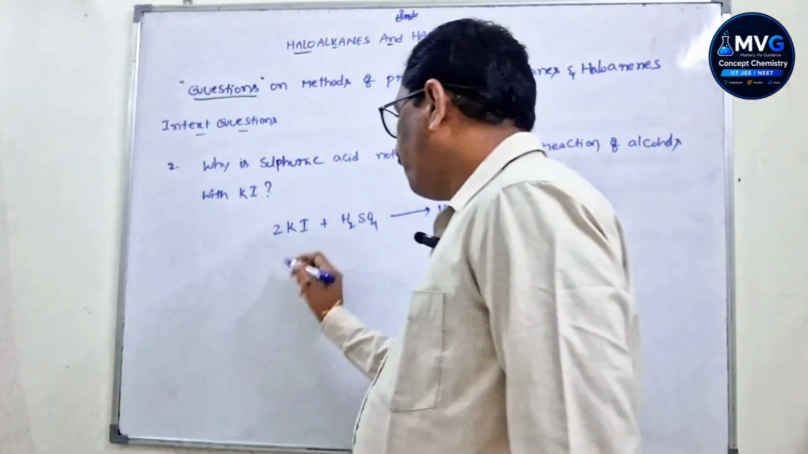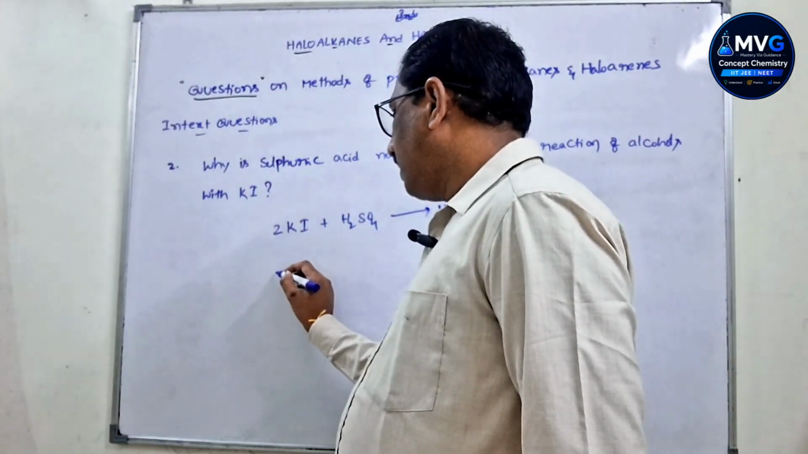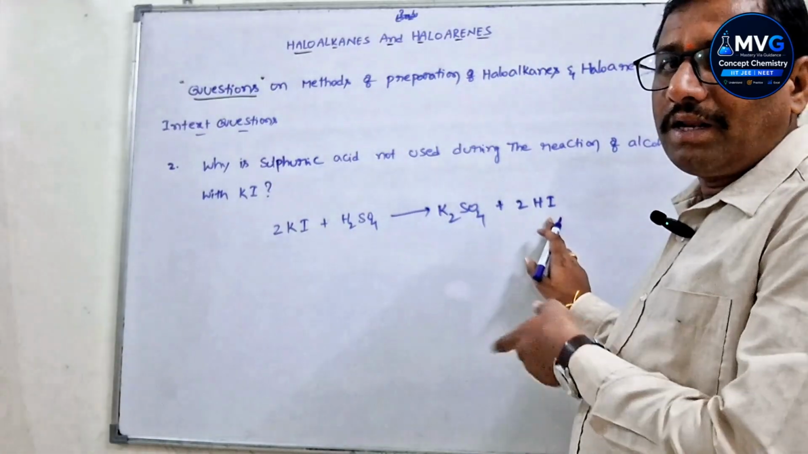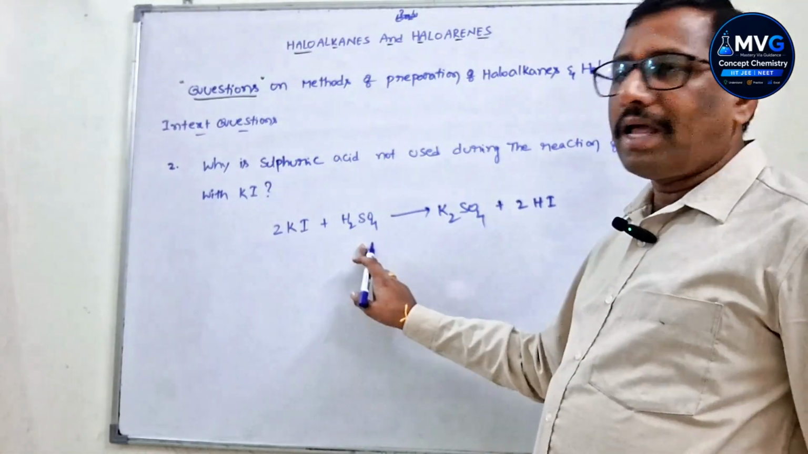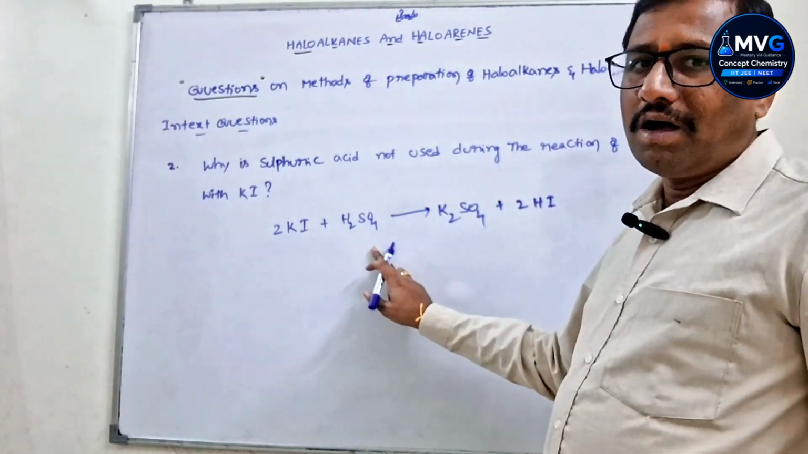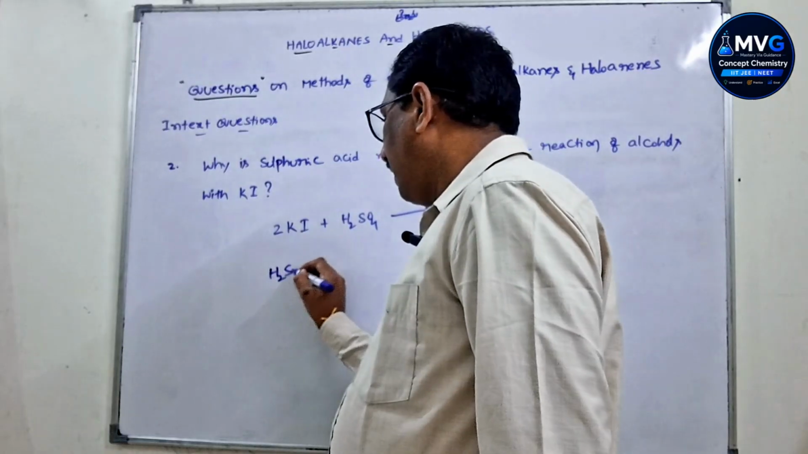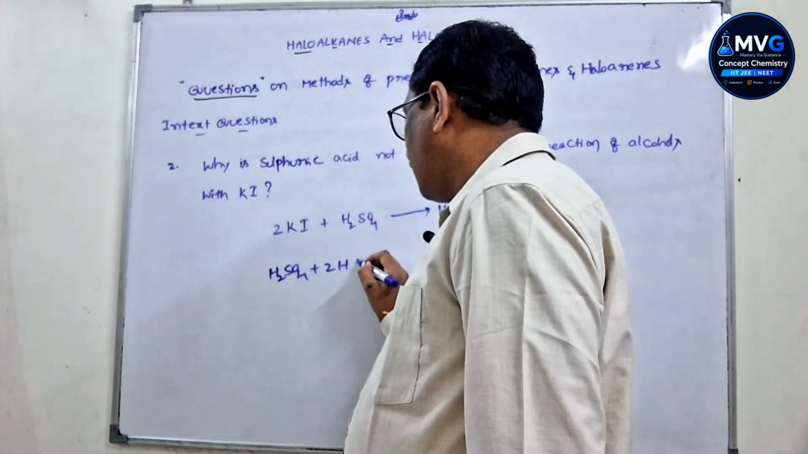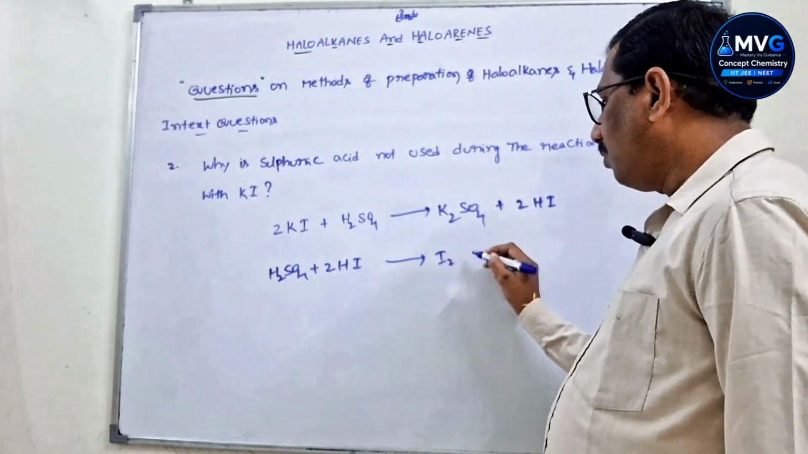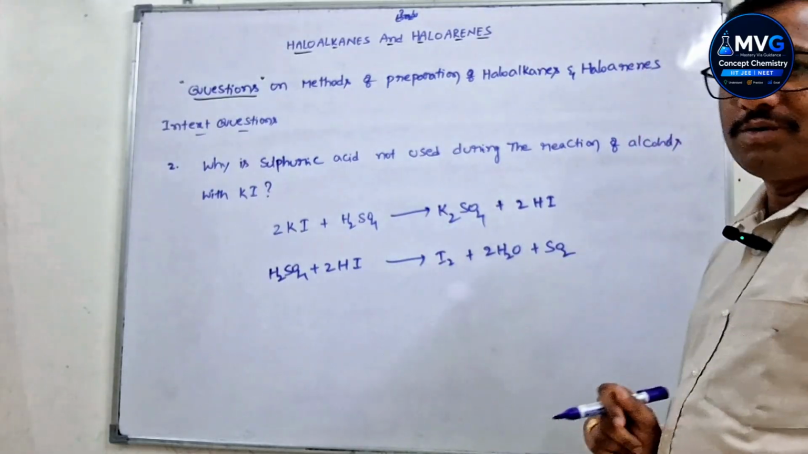Now, here, students, that 2 moles of HI is supposed to react again with alcohol, but it is not reacting with alcohol, it is directly reacting again with sulfuric acid only. Because HI is a strong reducing agent, and H2SO4 is a strong oxidizing agent. That's why H2SO4 again reacts with 2 moles of HI, converting into I2 plus 2H2O plus SO2, it is giving, students.